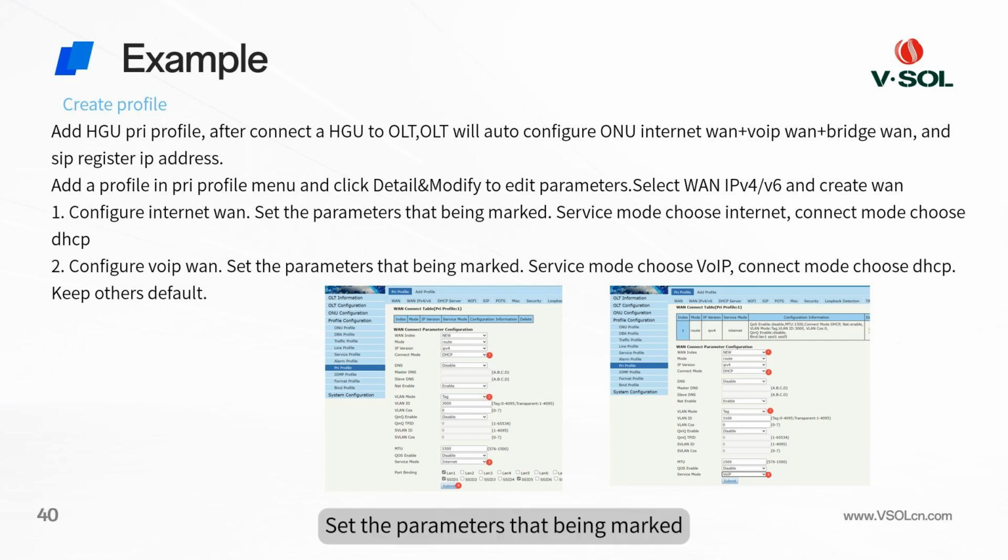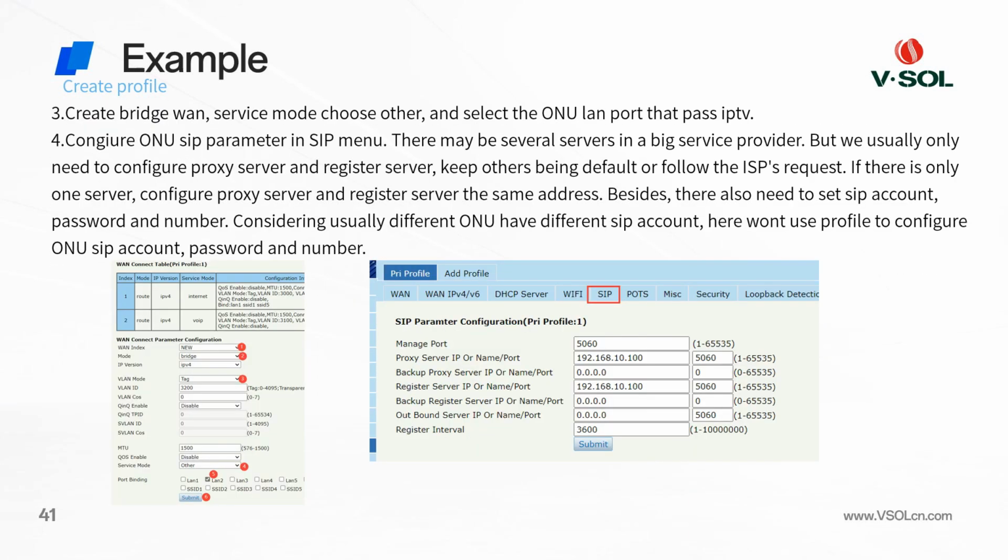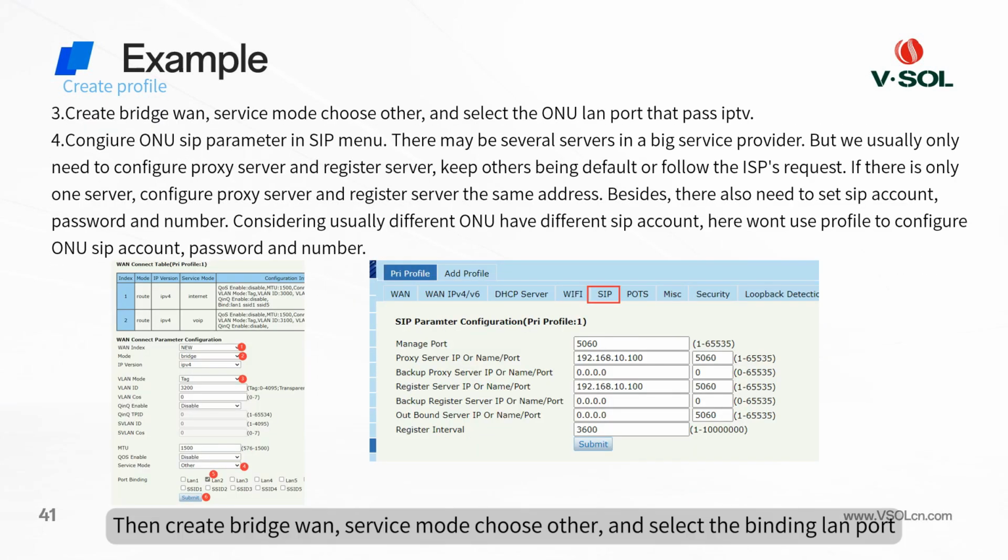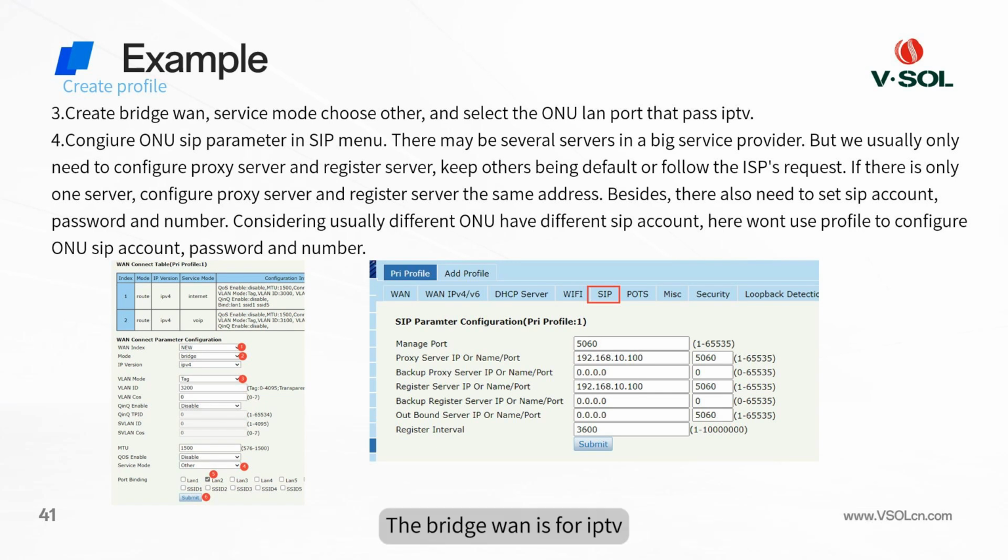Then we configure the Internet WAN. Set the parameters that are marked. Service mode, choose Internet. Connect mode, choose DHCP. After that, configure the VoIP WAN. Set the parameters that are marked. Service mode, choose VoIP. Connect mode, choose DHCP. Keep others default. Then create the Bridge WAN: service mode, choose Other, and select the binding LAN port. The Bridge WAN is for passing the IPTV.